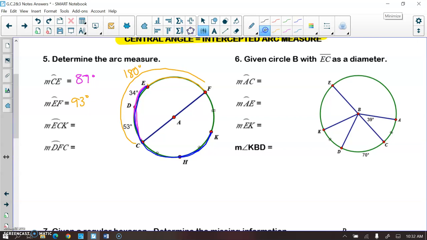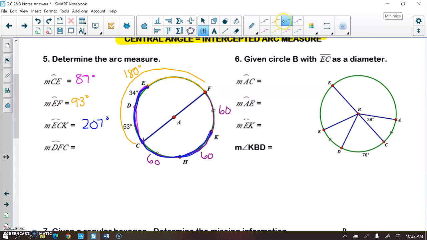Well, if we look at the other half of our circle, that's 180 degrees. And since arcs CH, HK, and KF are congruent, if I just do 180 divided by 3, that means all of these are 60-degree arcs. So starting at EC, that was 87, plus CH is 60, plus HK is 60. That brings me to the end of arc ECK, that's 207 degrees.